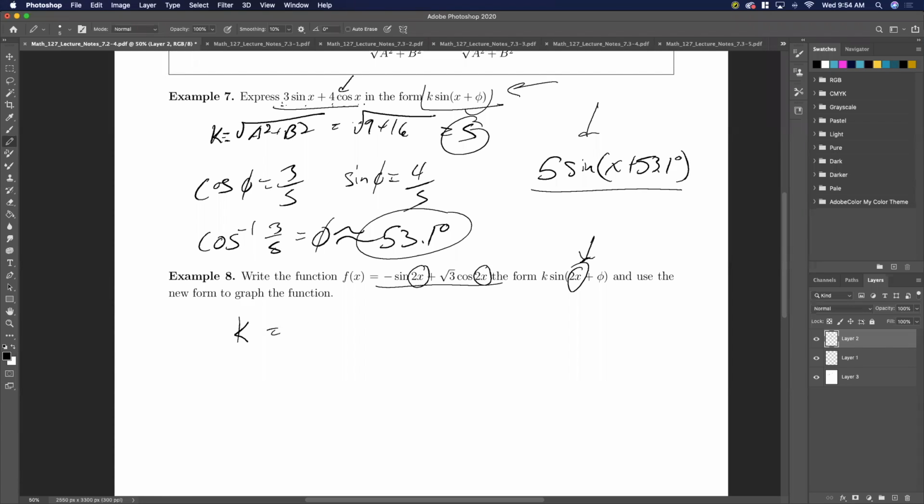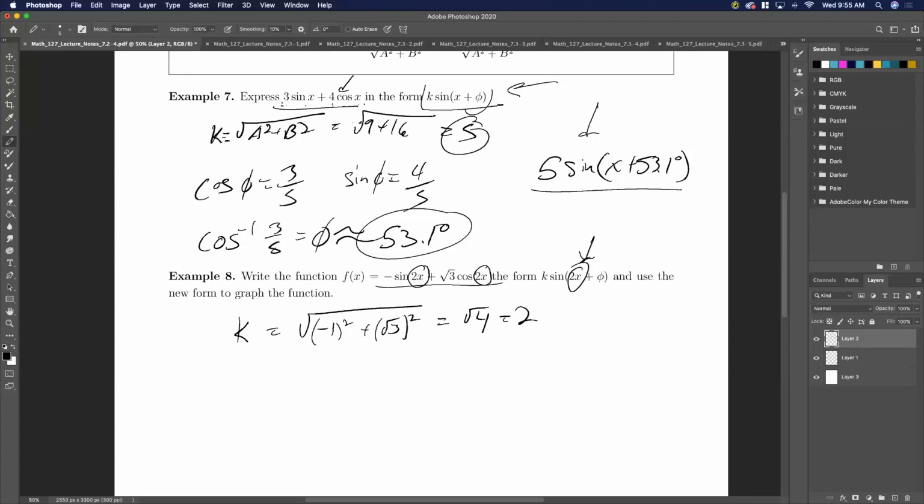K is equal to the square root of -1 squared plus the square root of 3 squared. So the -1 squared gives me 1, the square root of 3 squared gives me 3, and that gives me the square root of 4, which of course is equal to 2. So here k is 2.